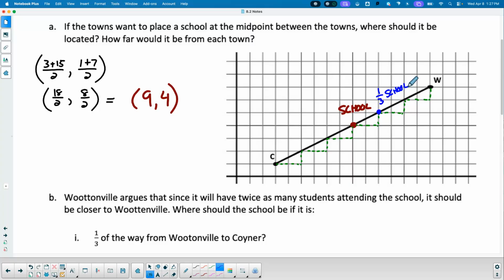So that would be at 9, 10, 11, 11.5. With me on that?